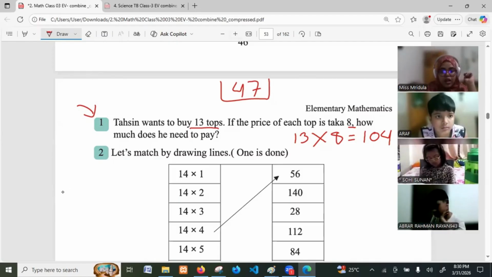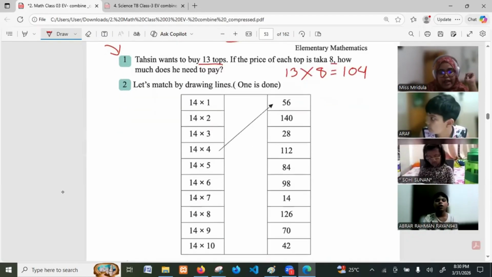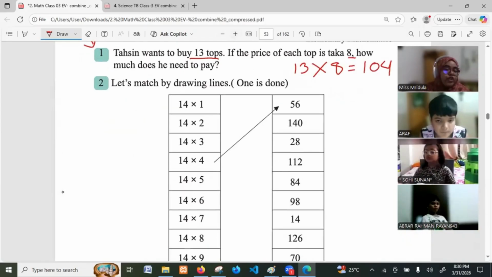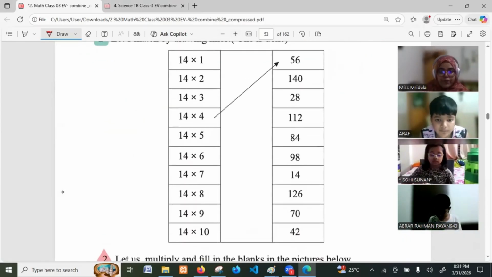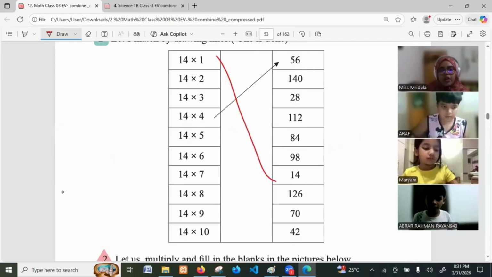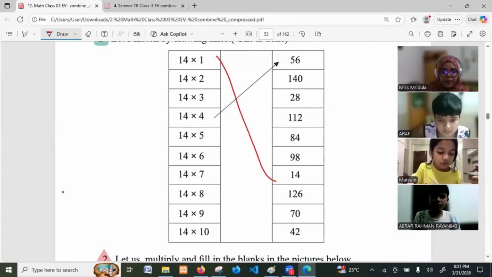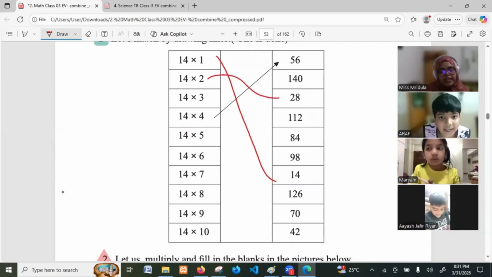Okay, now they have come up to test us if we know the times table of 14 or not. So let's start from the left side and go to the right side. So 14 times 1 is? 14. 14 times 2 is? 28. 14 times 3? 42.